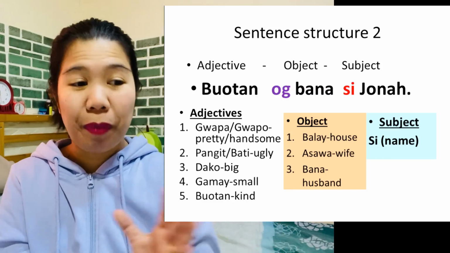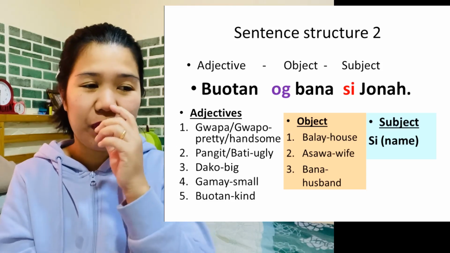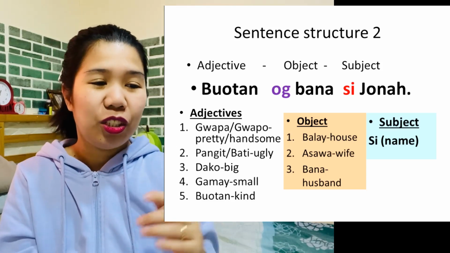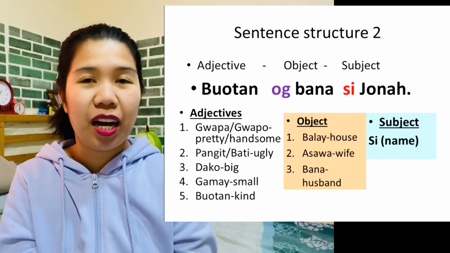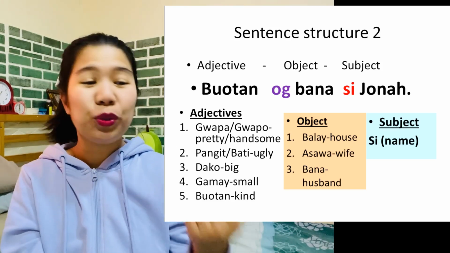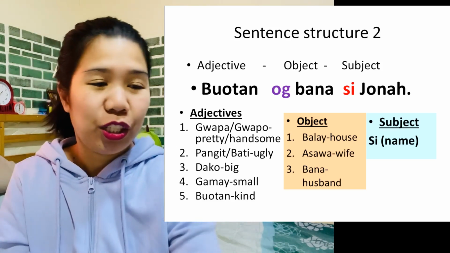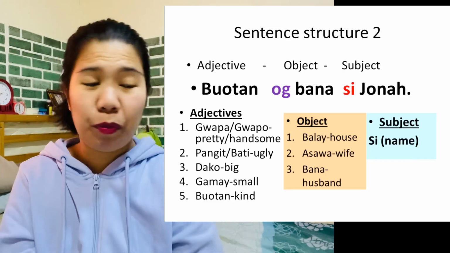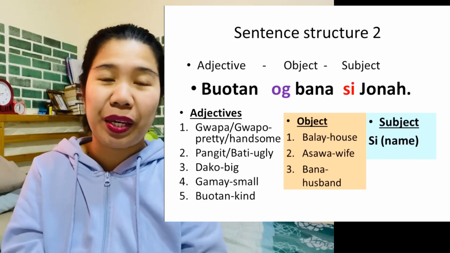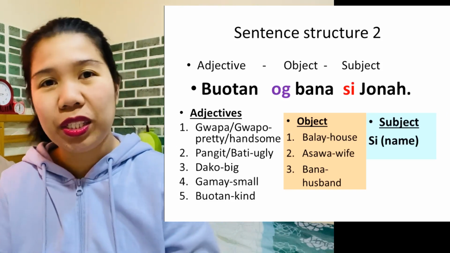Buutan og bana si Jonah. So it means what? Jonah has a kind husband. Okay, buutan og bana si Jonah. Okay, before we go to sentence structure number 3, can you make your own sentence?